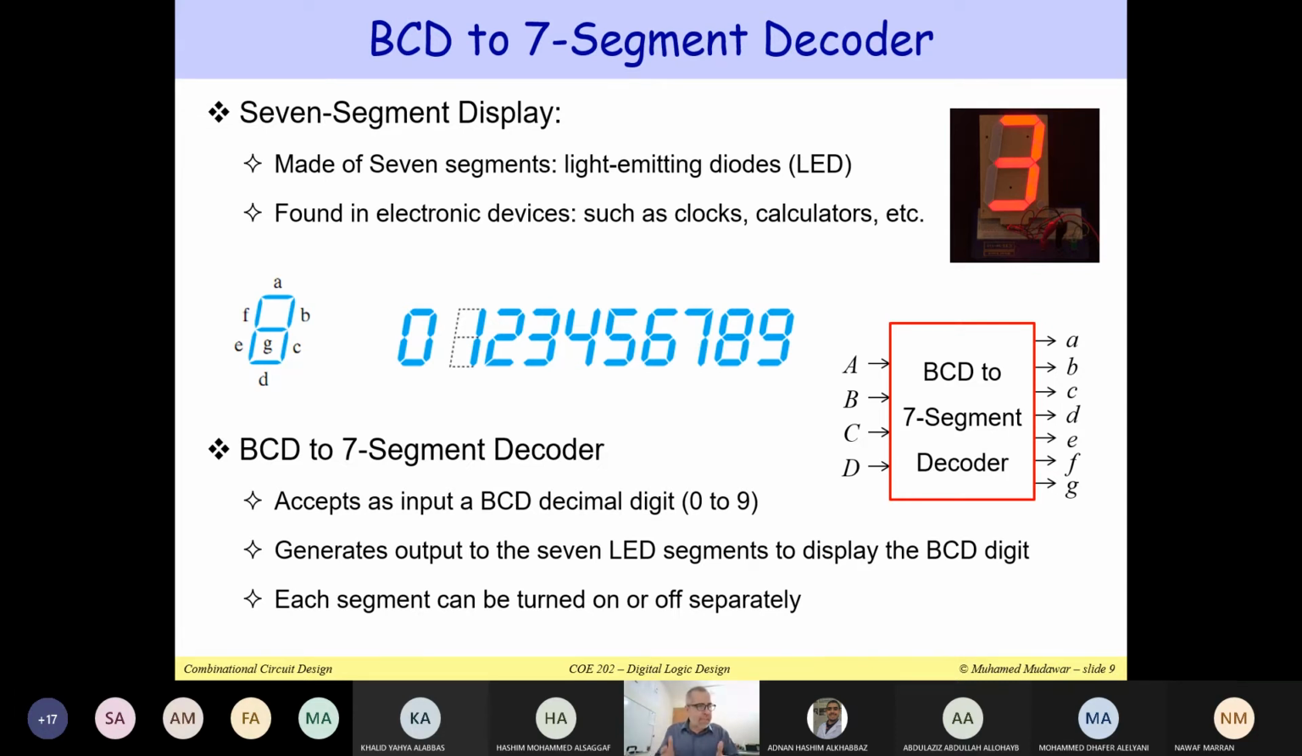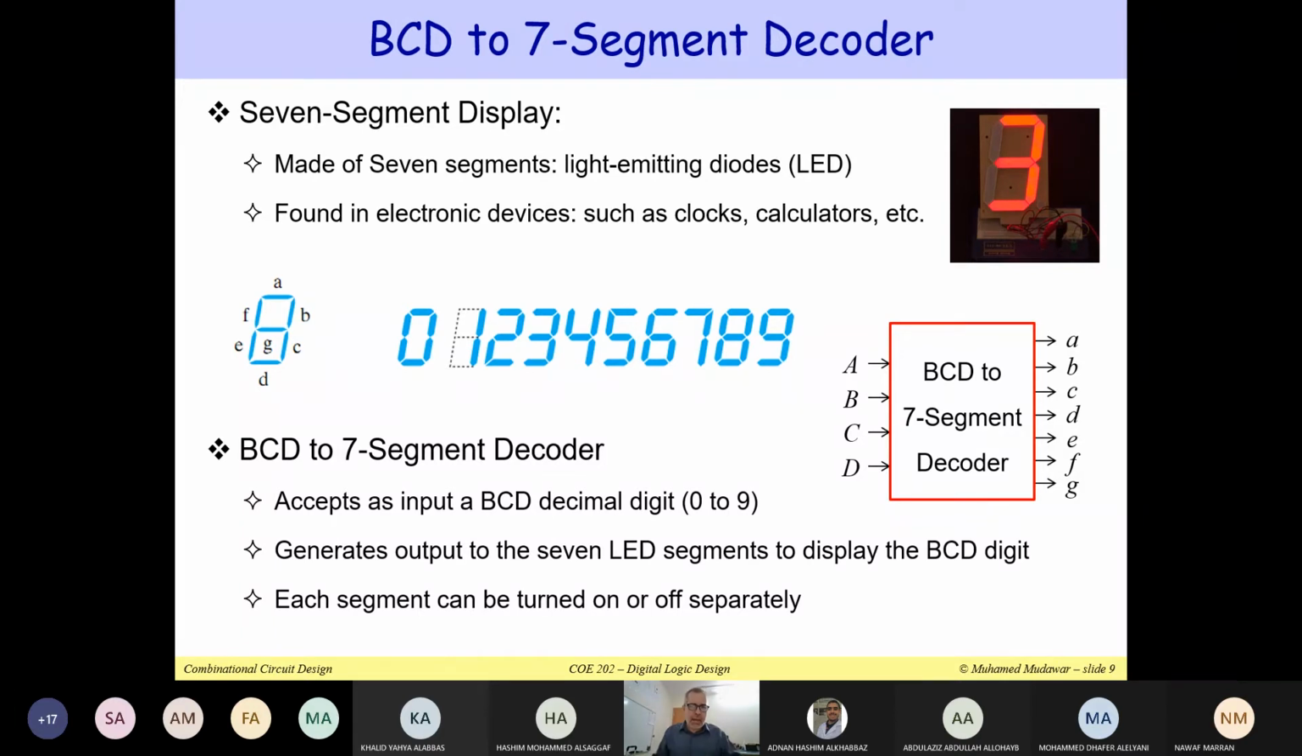Okay, so what is a 7-segment display? It's a simple display which is used in some digital clocks, some calculators, some electronic devices. You can go and buy it from, let us say, electronic stores. It's a small display. It has 7 segments, and these segments are light emitting diodes. That means you can turn each segment on or off. By turning these segments on and off, you can display the 10 decimal digits from 0 to 9.